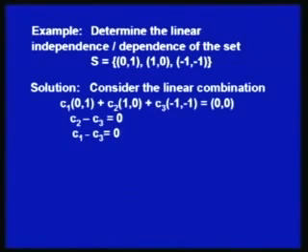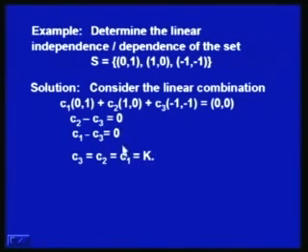The solution is, we consider the linear combination of these three vectors. The combination is C1 (0, 1) plus C2 (1, 0) plus C3 (-1, -1), equated to (0, 0). We equate component-wise, so this will not be contributing, but this will give us C2 minus C3 equal to 0, and the second component gives us C1, this will not contribute, minus C3 equal to 0. So we have two equations in three unknowns C1, C2 and C3.